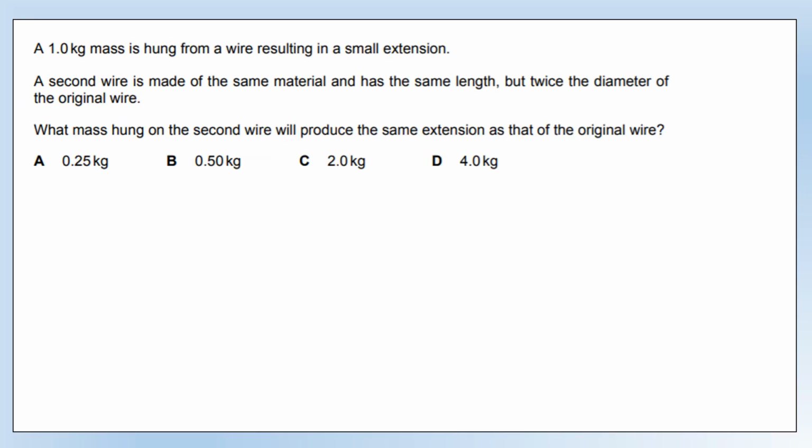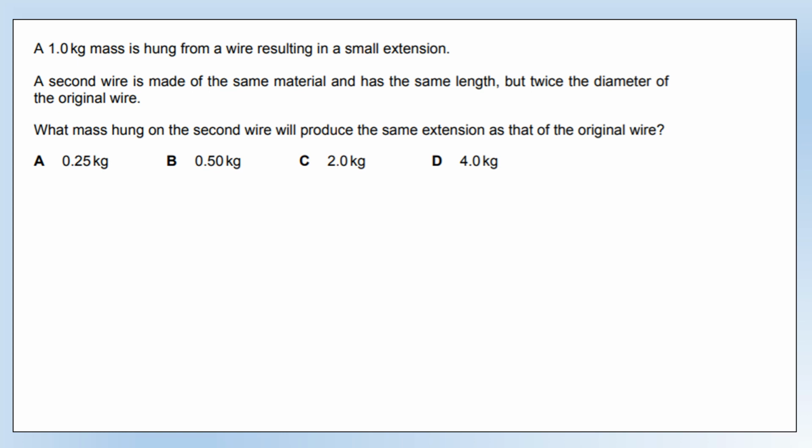So a 1 kilogram mass is hung from a wire, resulting in a small extension. A second wire is made of the same material and has the same length but twice the diameter. What mass hung on the second wire will produce the same extension as that of the original wire?